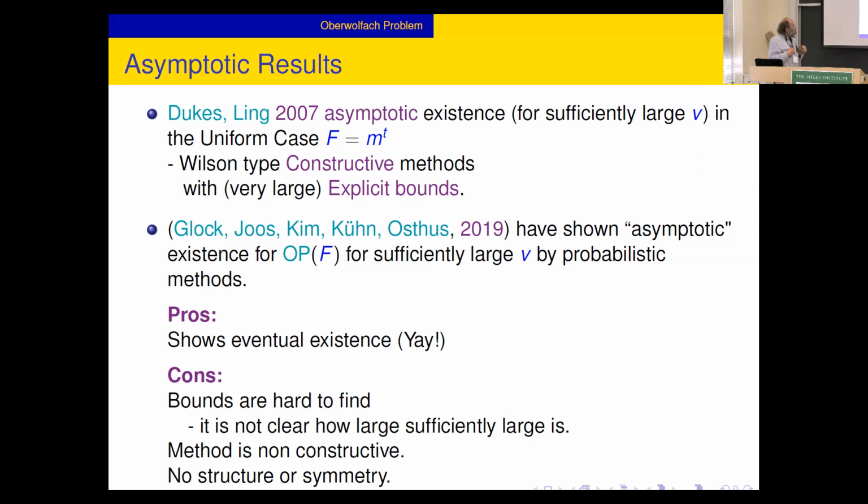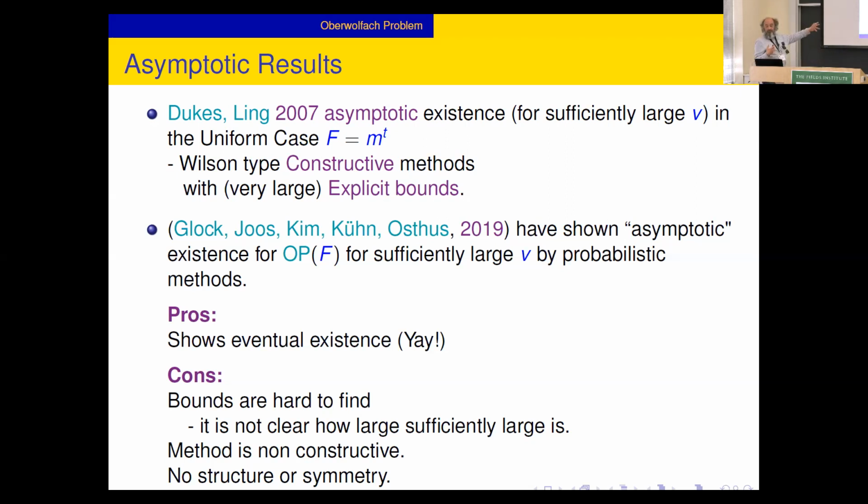So the pro of this is it shows eventual existence. Hey, so that's good. The cons are that bounds are very hard to find. You can't really say, well, everything greater than this V0, it exists. You just know eventually it exists. The other problem is that it's not constructive. You can't actually hold one in your hand or make one. And the third problem is there's no structure or symmetry. In fact, because the methods are random, almost the opposite.